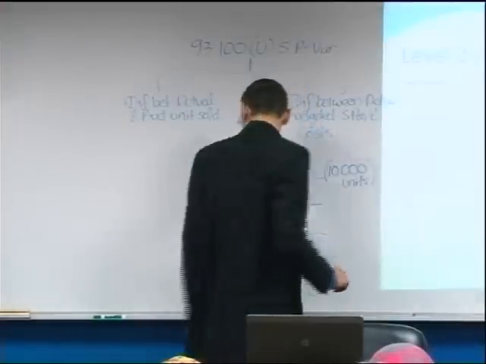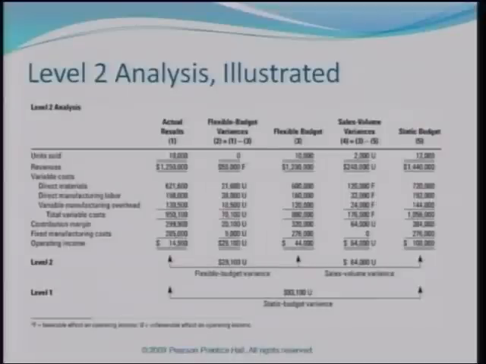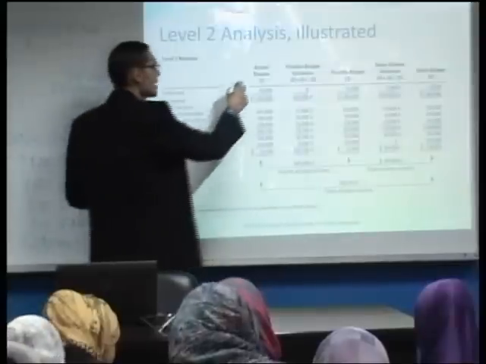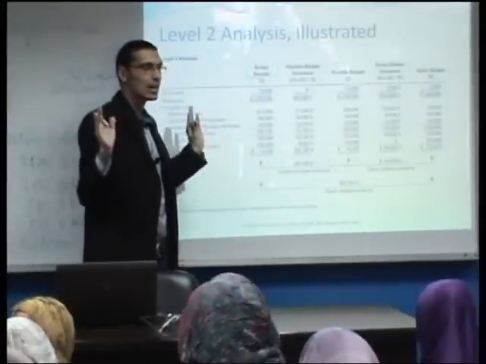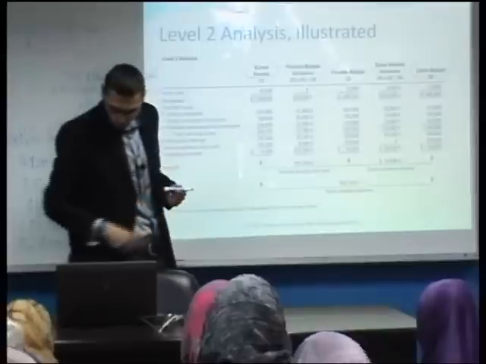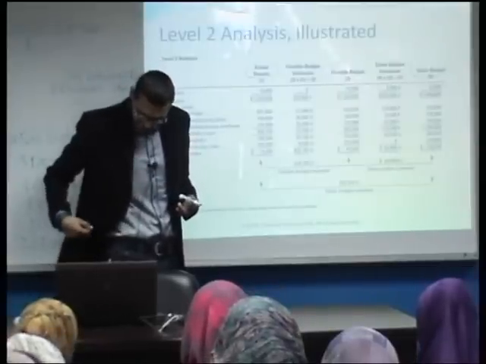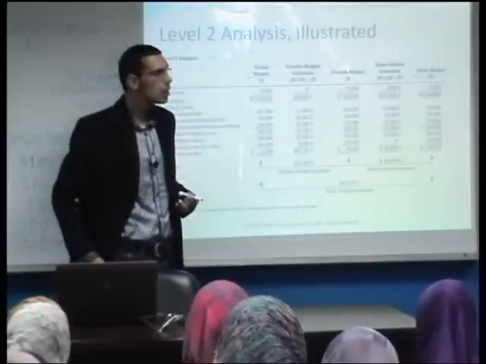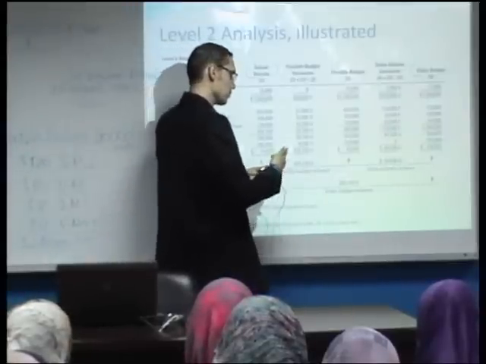So, as we can see here, this is our level 2 analysis. We have, of course, the actual results, the same that was presented in level 1 analysis. We have the static budget, which was also the same as presented in level 1 analysis. And now we have a new column that is called the flexible budget.